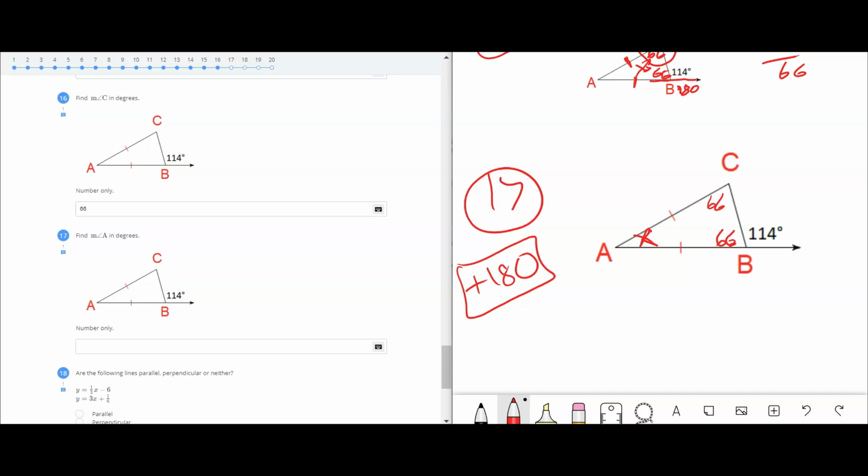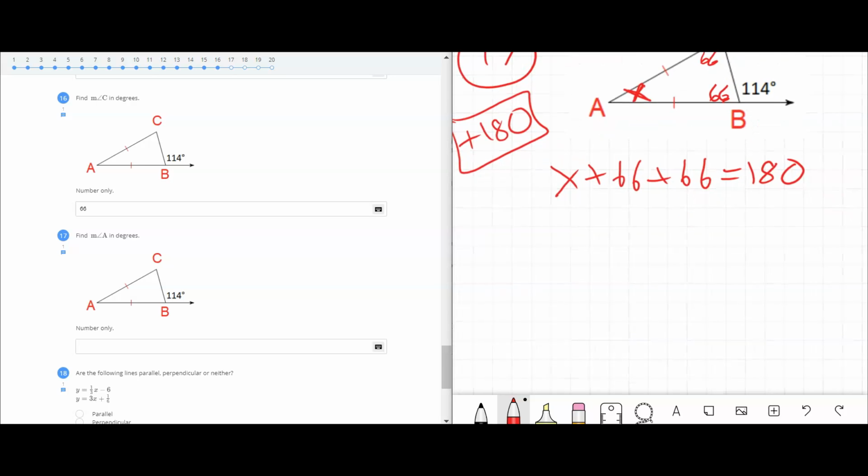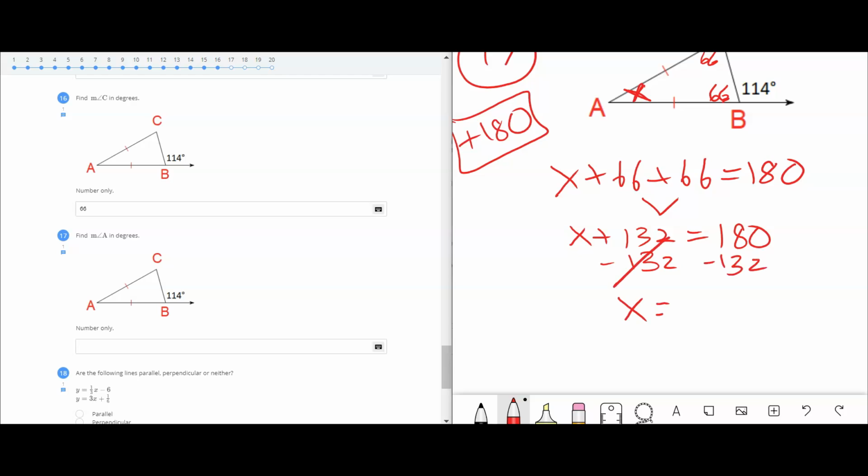So I'm going to look for this. We'll call it x. So x plus 66 plus 66 equals 180. And I do apologize for the terrible handwriting because I am having to write on a laptop screen. It's tough. So anyways, 66 plus 66 is 132. All right, so I brought down the x, I brought down the equals 180, and I get rid of the plus 132 with a subtraction, minus 132. So x equals, and when I subtract, I get 48 degrees. So I can put that over here on number 17, 48 degrees. All right.